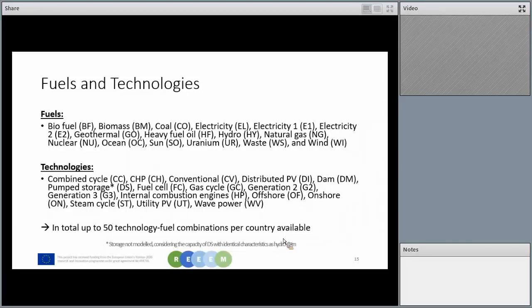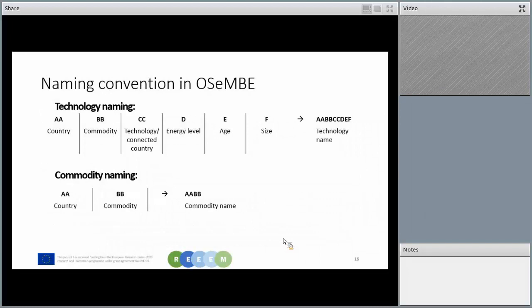When looking into the model, you will see the technology naming or technology codes, basically, which are built according to the convention shown here. So we have first 2 letters indicating the country where the technology is used, and then 2 letters for the commodity, and then we have a technology that is using the commodity.